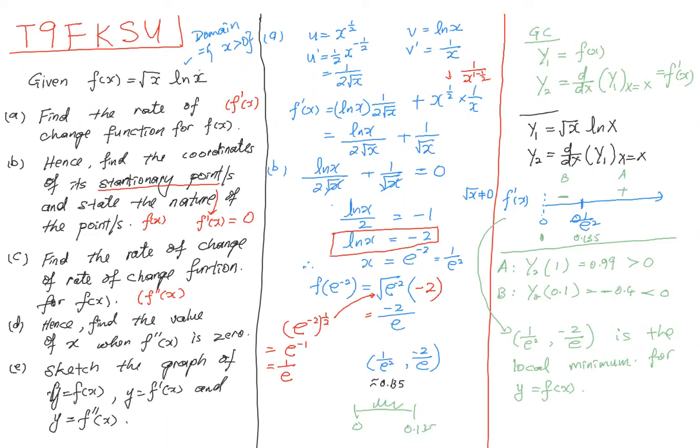Are you okay? Okay, do we have to find the maximum point now? No, we don't have a maximum point. We only have one stationary point. Oh, it's okay. So only find the minimum point. Yeah. So far so good. Can we go to part C?